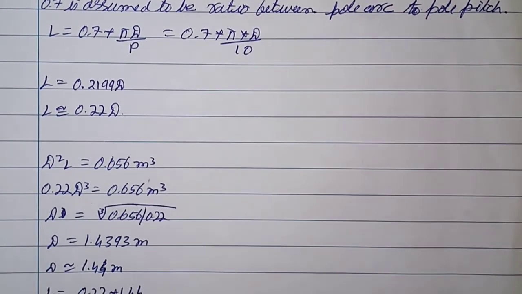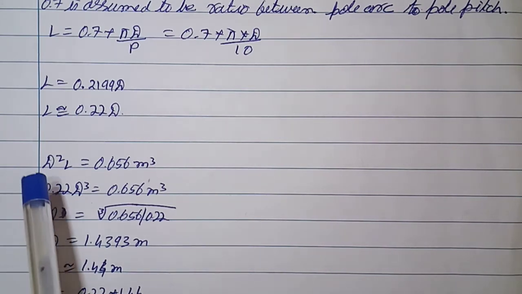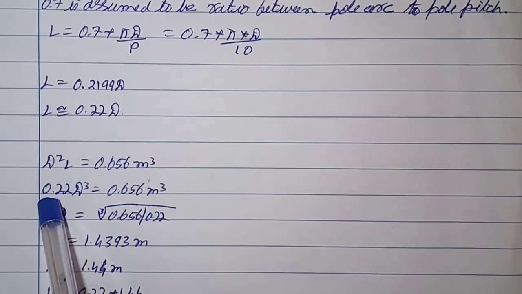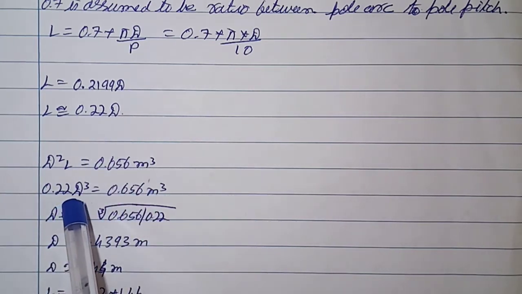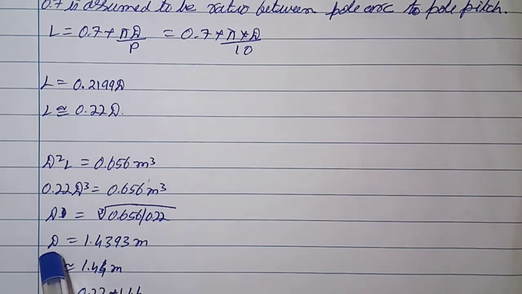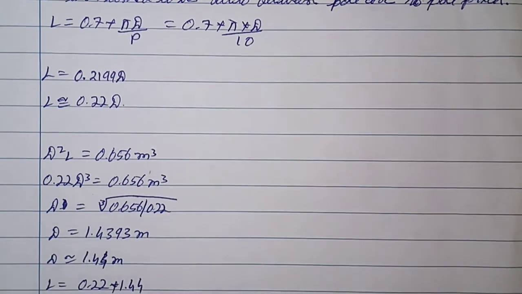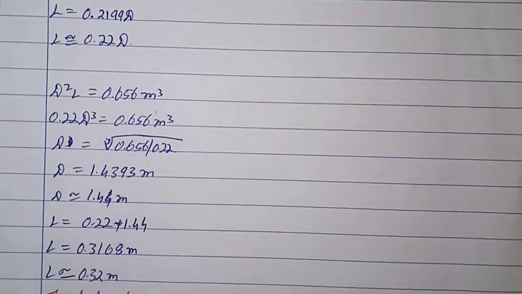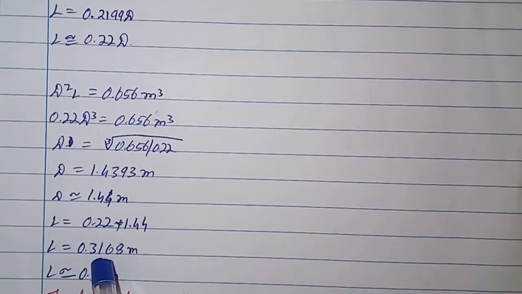Then from the basic equation, d square L is 0.656 meter cube. Here L is substituted with 0.22 d, so it is 0.22 d cube. So the value that we get for d is 1.4393 meter, approximated to 1.44 meter. And from the relation L equal to 0.22 d, L is equal to 0.22 into 1.44 meter, which is 0.3168 meter, approximated to 0.32 meter.